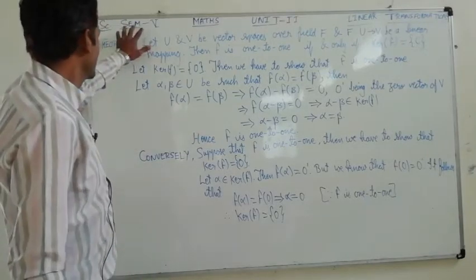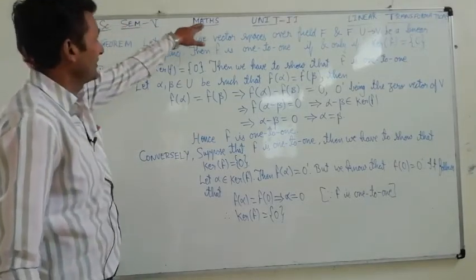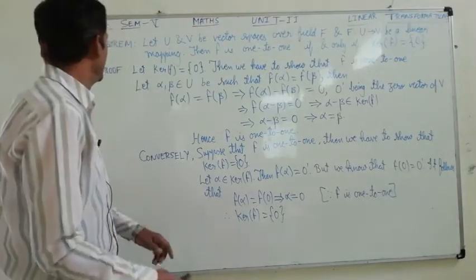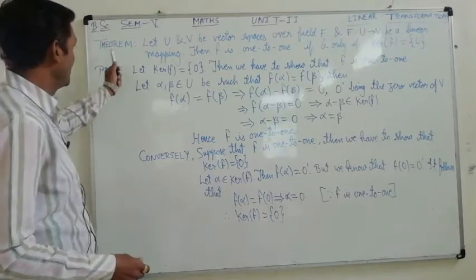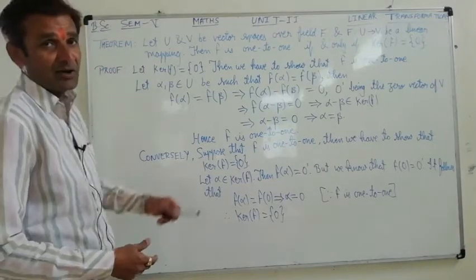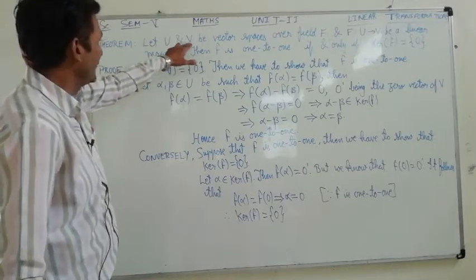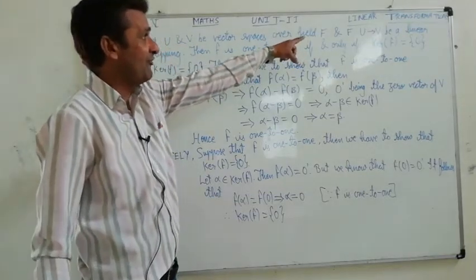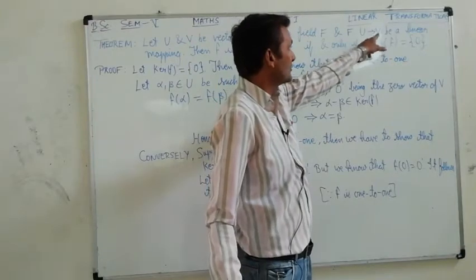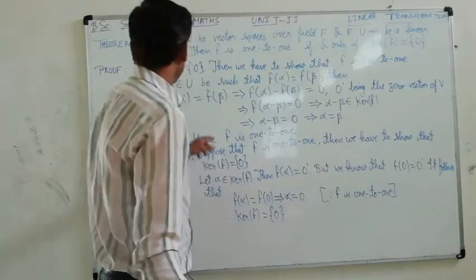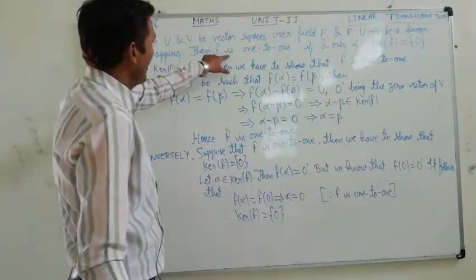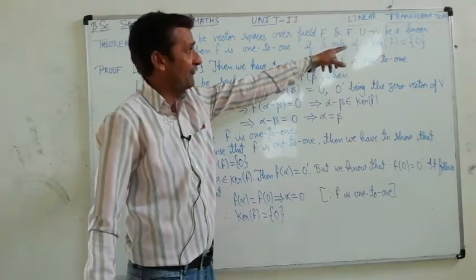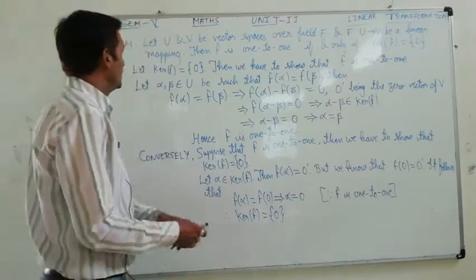See, we are discussing today BSc semester 5th mathematics unit 2nd, that is linear transformations, in which we are proving one theorem. The statement of the theorem is: let U and V be vector spaces over field F, and f: U to V be a linear mapping, then f is 1 to 1 if and only if kernel of f is equal to 0.